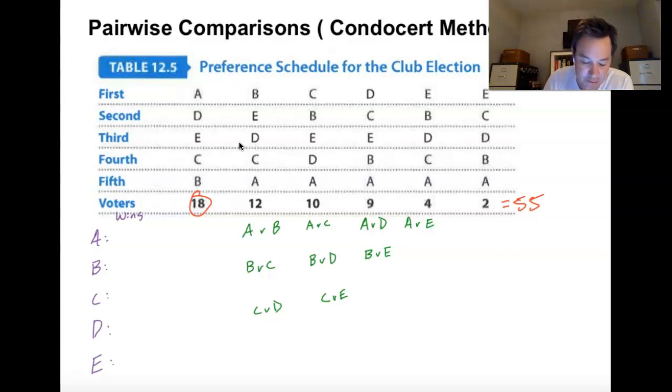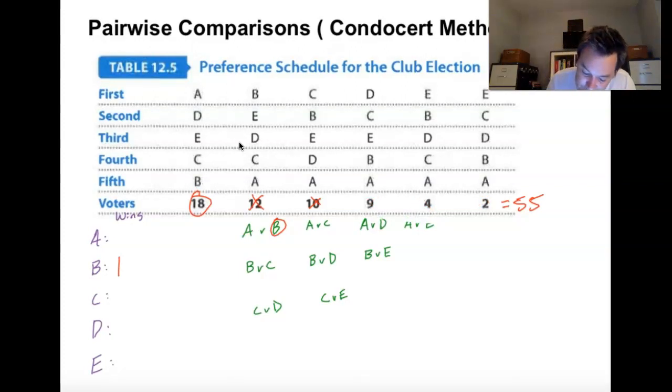So I'm just going to focus on A here. A gets 18. A doesn't win the next column, or the next one, or the next one, or the next one. So A only got 18 votes, which means B got the other 37. B wins. All right, B has 1 win.